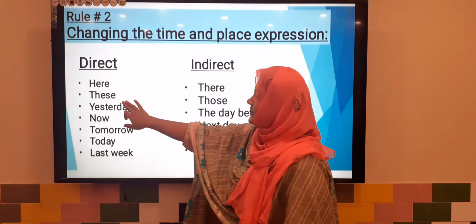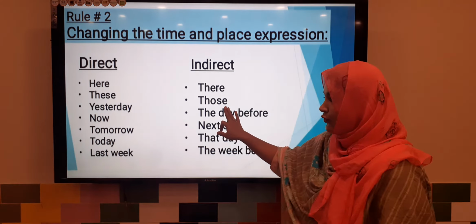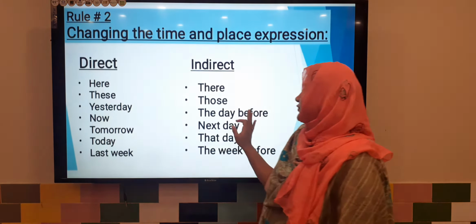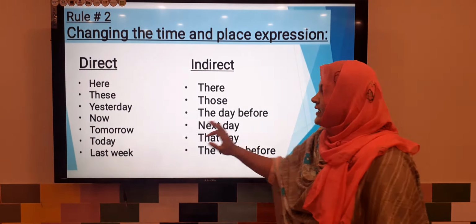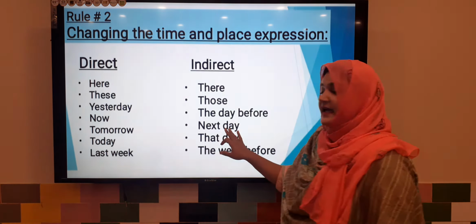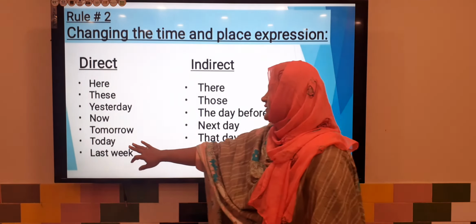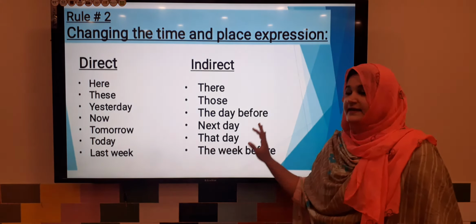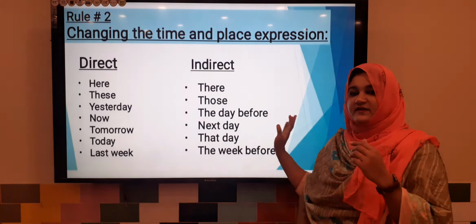For example, these will be changed into those. Yesterday will change into the day before. Now will change into then. Tomorrow will change into the next day. Today will change into that day. These are all the changes of time and place expressions.